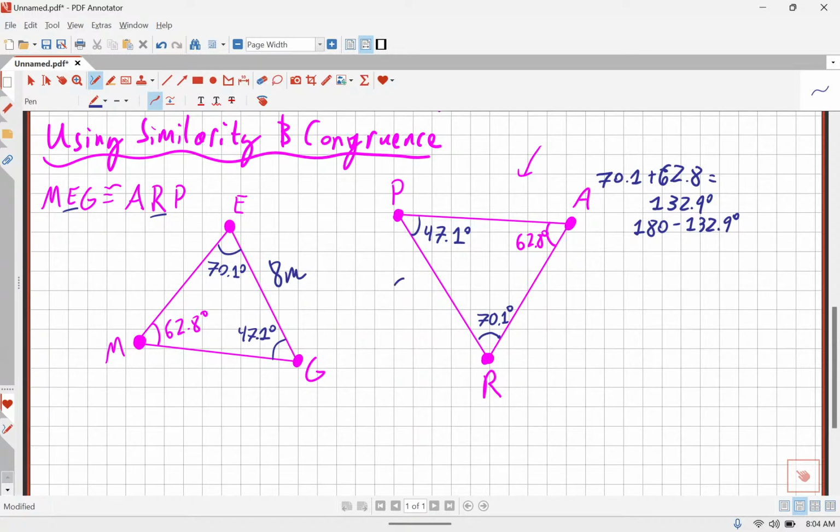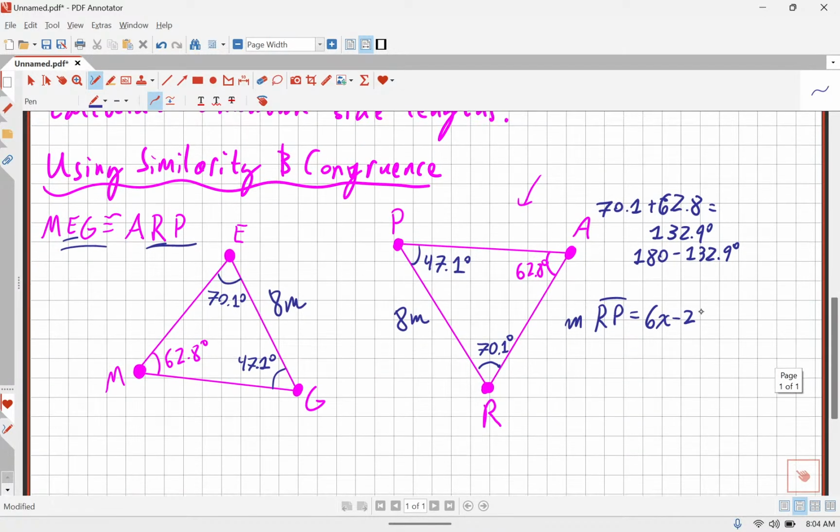Yes, RP is also 8 meters because the RP lines up with EG. Perfect. What if I told you that the measure of RP was equal to 6x minus 2 meters? When I say teach, I want you guys to say, okay, can you tell me what x is? Could you tell me what x is if I told you that RP was 6x minus 2? Or, excuse me, 6x plus 2.